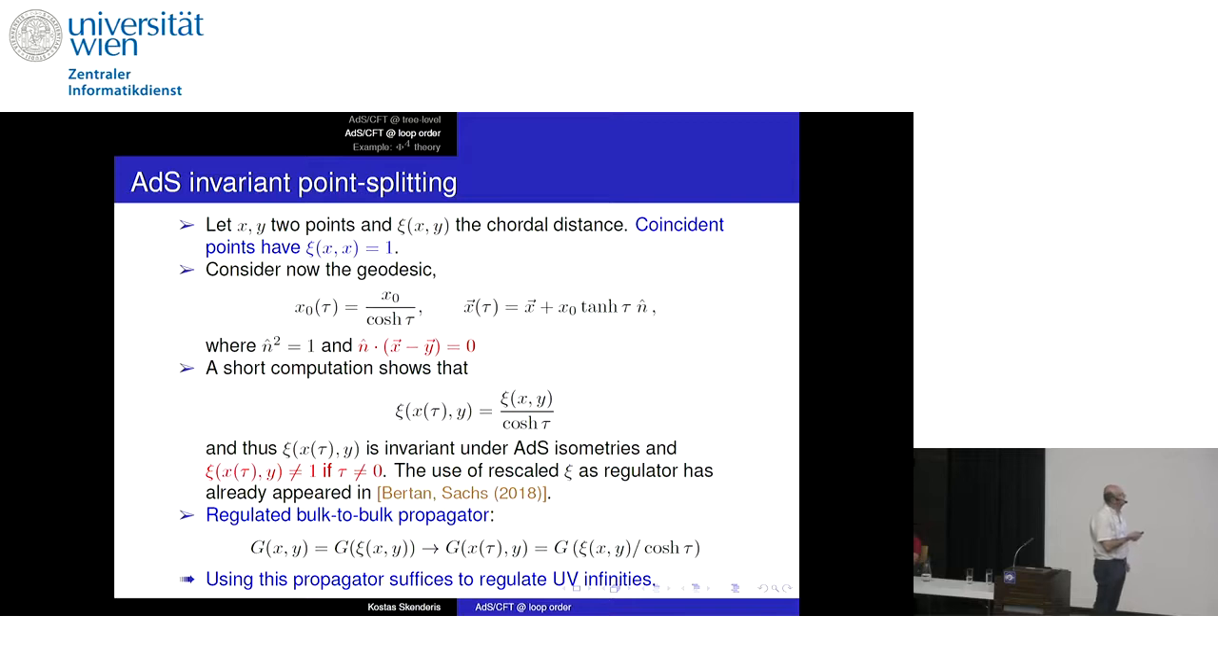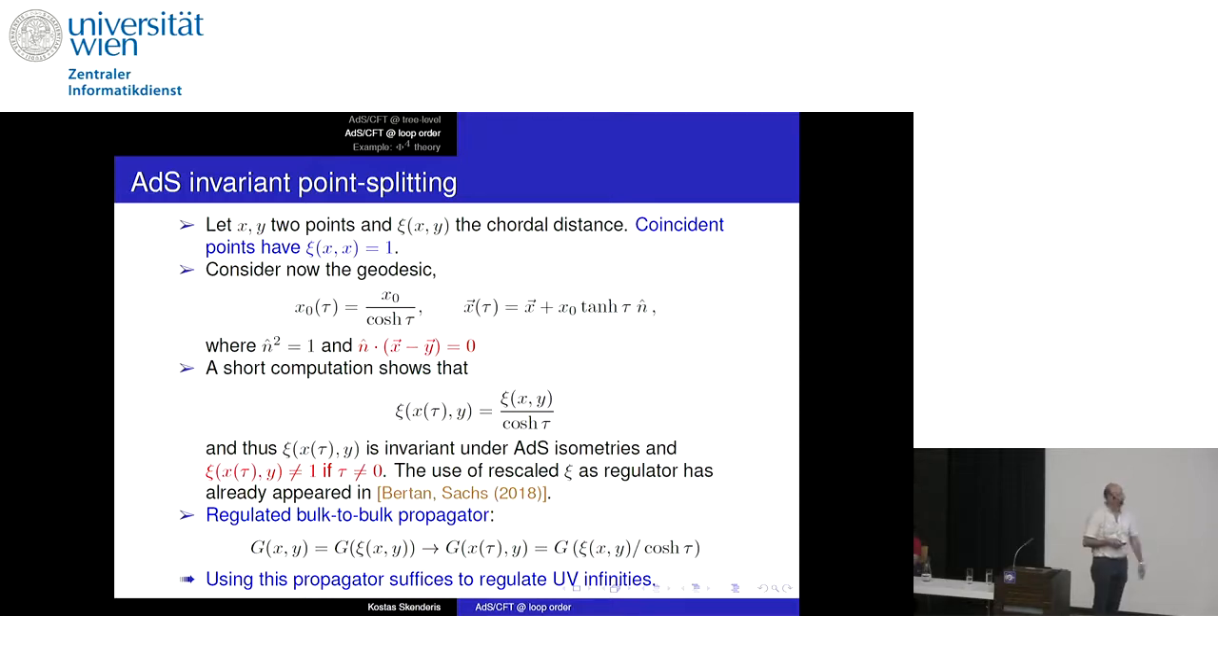So sine x naught is the radial direction, and the vector x is along the boundary. So we pick a unit normal to the distance x and y, and then we consider the following geodesic, and we go out distance tau. Now this has a very remarkable property, namely if you now compute the chordal distance between this x of tau and y, then the answer is given over here.